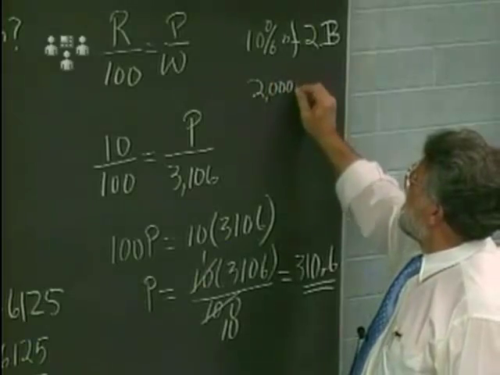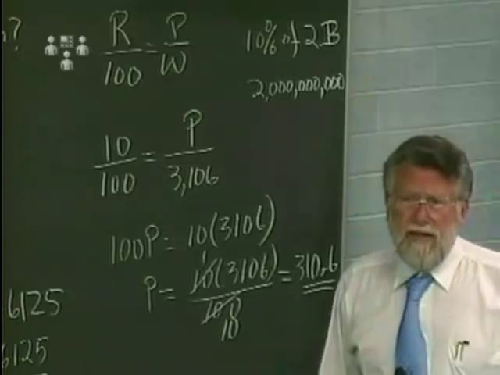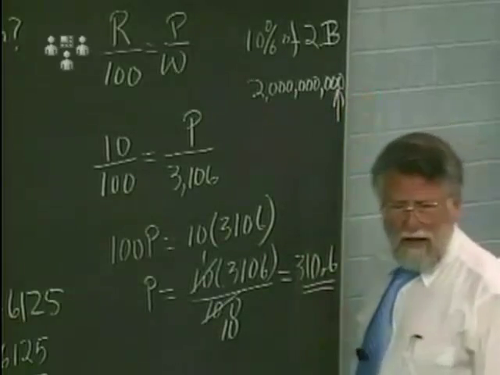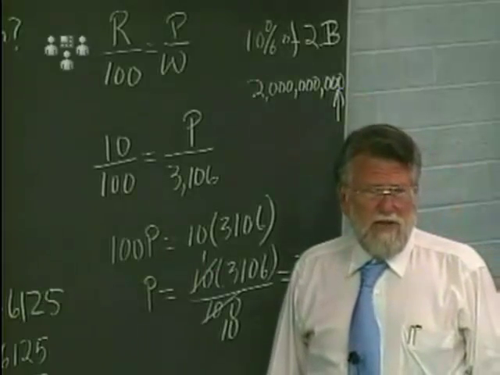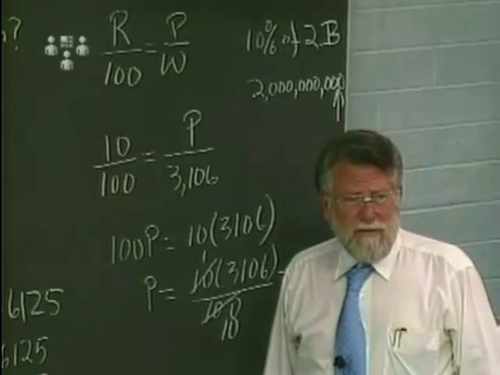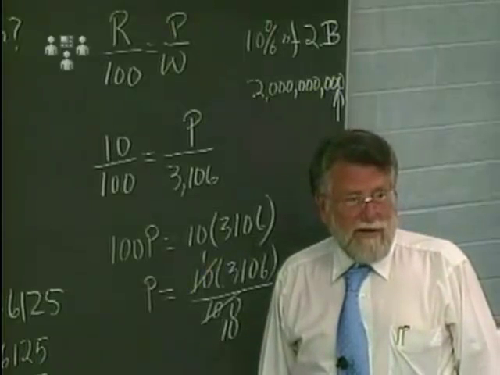Okay, there's thousand, million, billion, and all I'm going to do is move the decimal what? One place to the left. So instead of getting 2 billion, this dude gets 200 million. 10% starting to sound pretty good, huh?